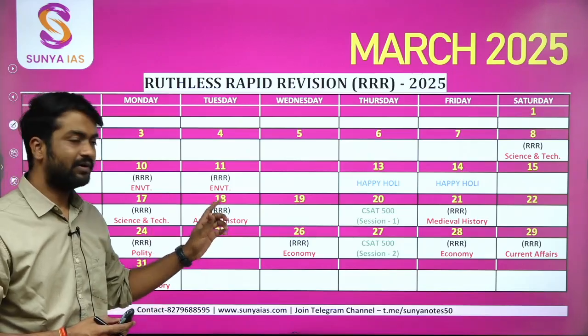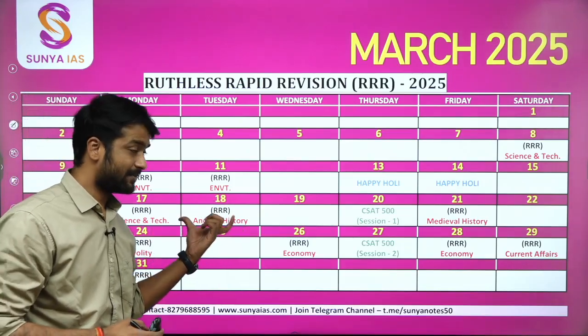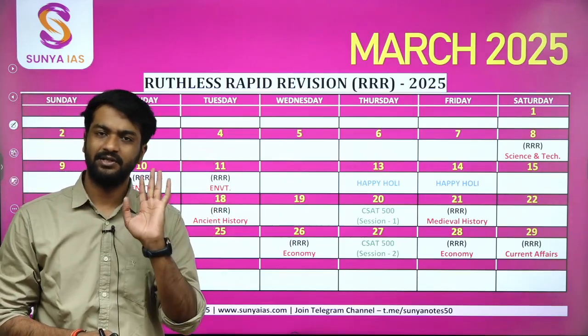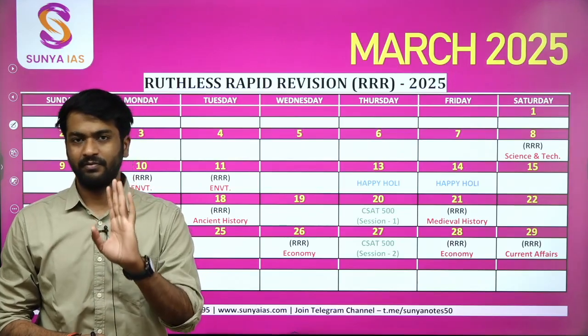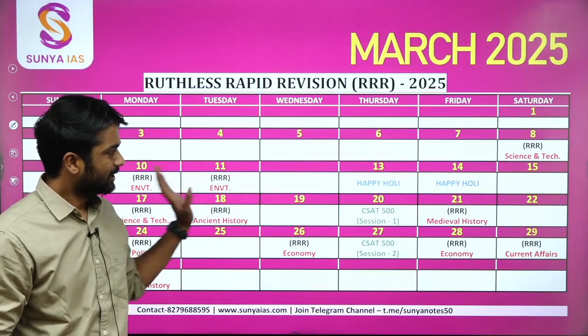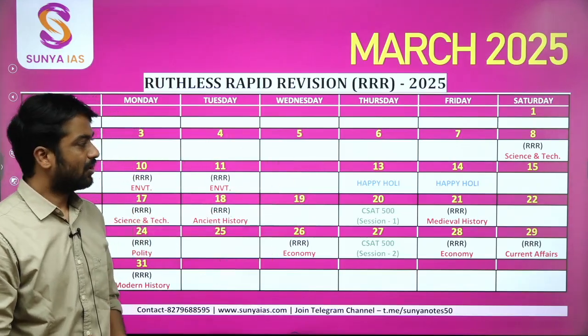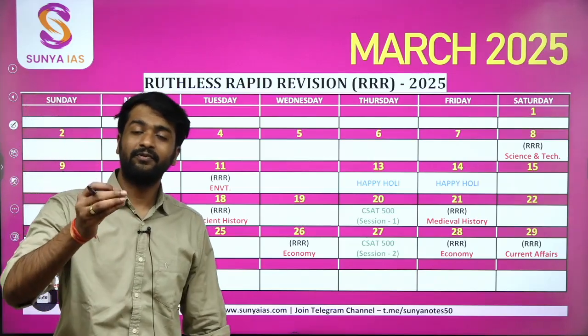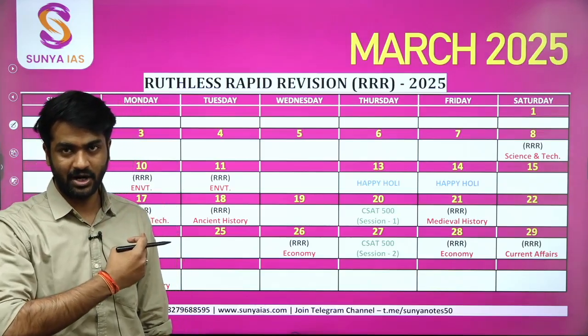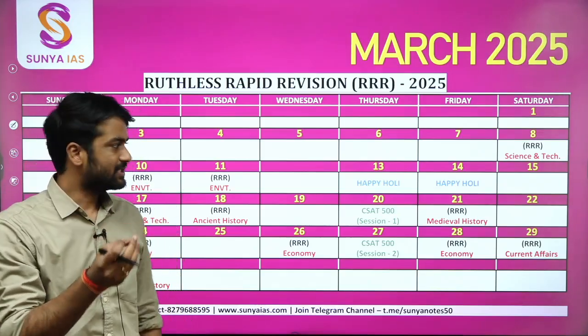On 18th, you have RRR, Ruthless Rapid Revision, an entire day long class of ancient history. So in a single day, we will complete the ancient history. You will revise it, you will memorize it, the pedagogy is such. On 19th, you either revise your entire syllabus, or if you remember, I asked you that we will be giving you some revision tests, the third component, practice, in March. Those revision tests you can plan here.